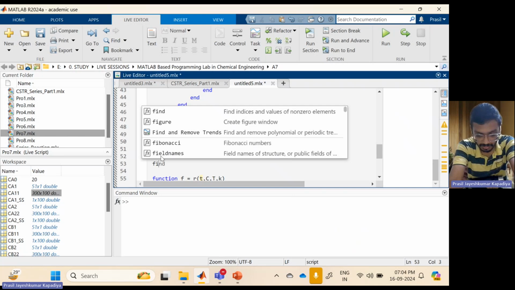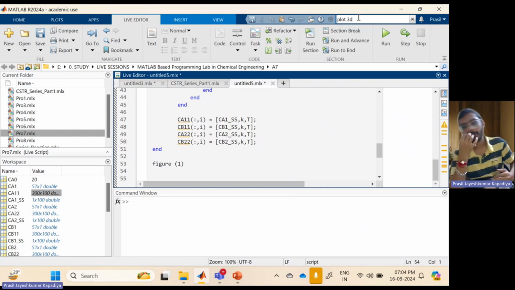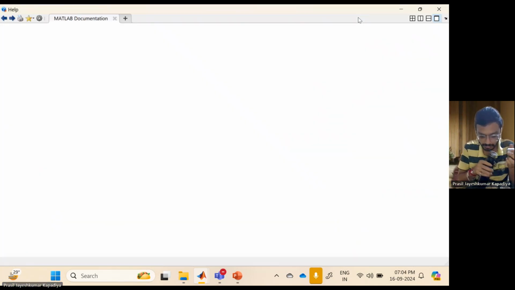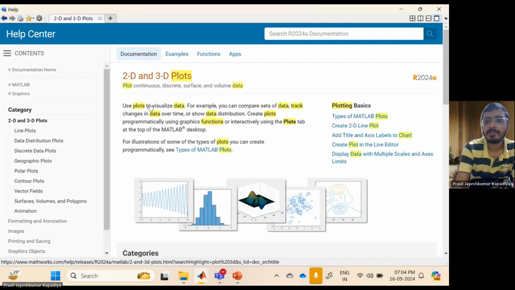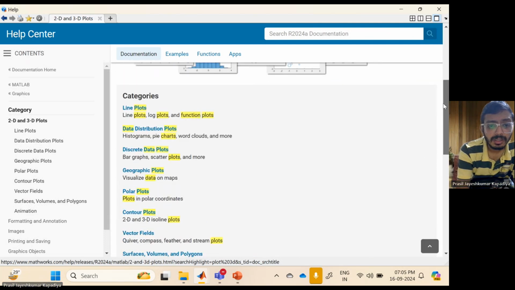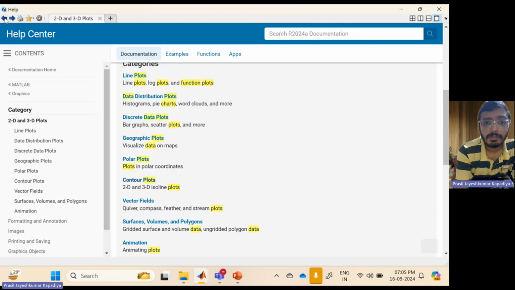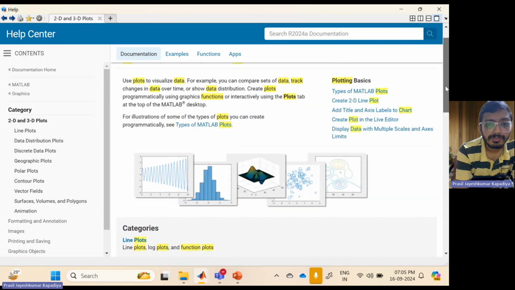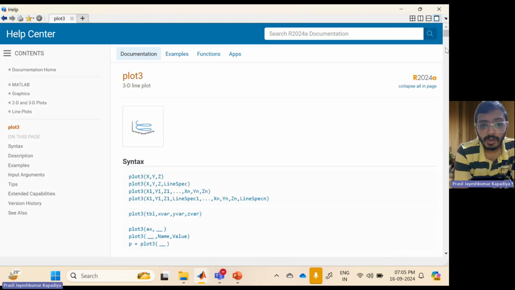So let's say I'm writing it down as figure 1. So to plot a 3D plot, let me search plot 3D in help section and let's see what we are getting. So see here, I want 3D plot. Okay, these contour plots, 2D and 3D. Oh no, not contour plots. Sorry. We need to press one back. So where can we get that 3D plots? Yeah, this thing. So the command is plot3(x, y, z).